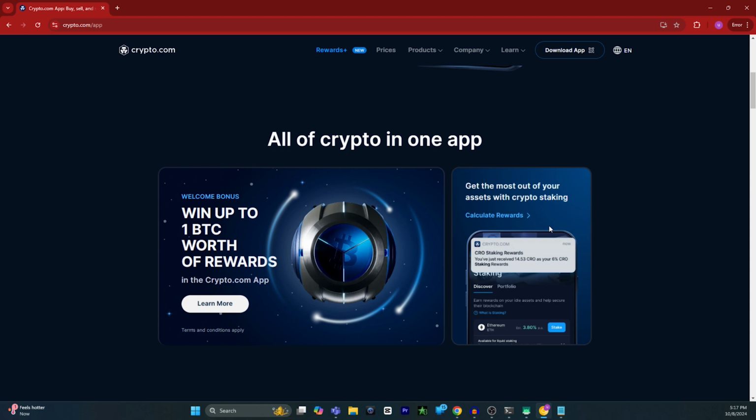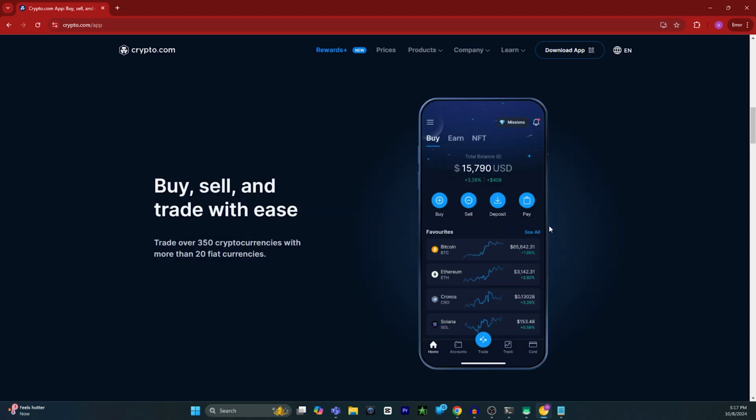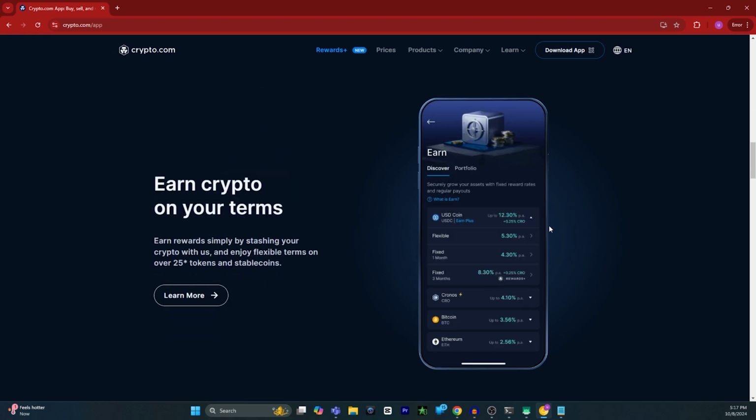The website is known for its user-friendly interface and extensive range of supported cryptocurrencies. It operates a cryptocurrency exchange where users can buy, sell, and trade a wide range of cryptocurrencies. The platform supports popular cryptocurrencies like Bitcoin, Ethereum, Litecoin, and many others.